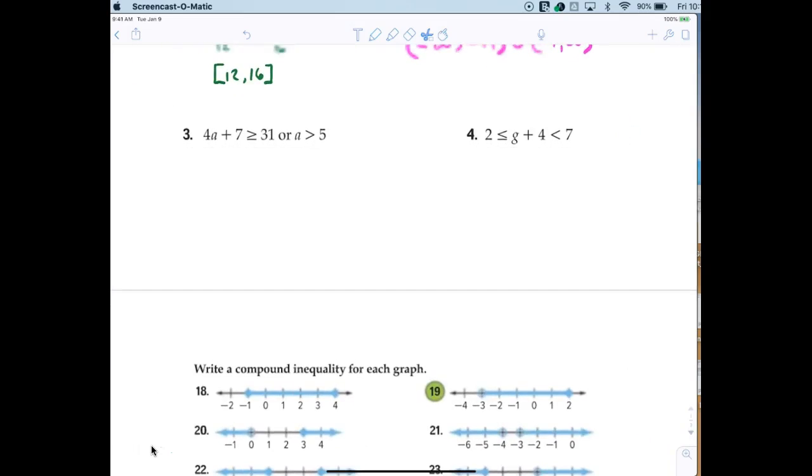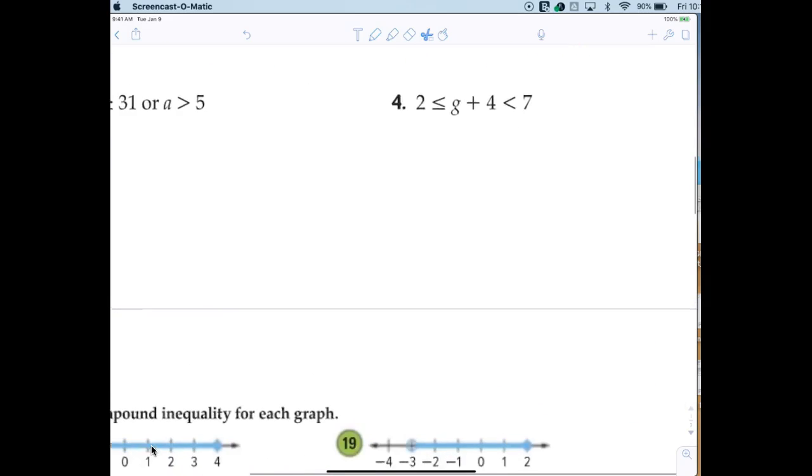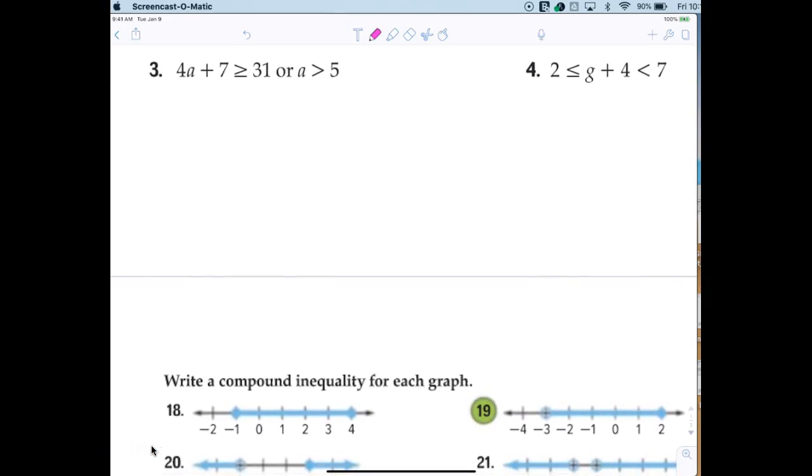All right, here we go. Let's go ahead and solve number 3. What do we have to do first? Minus what? Minus 7. So here we go. 4a is greater than or equal to what? 24. So now a is what? Greater than or equal to 6.